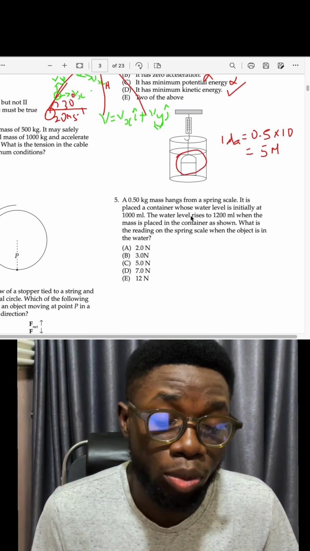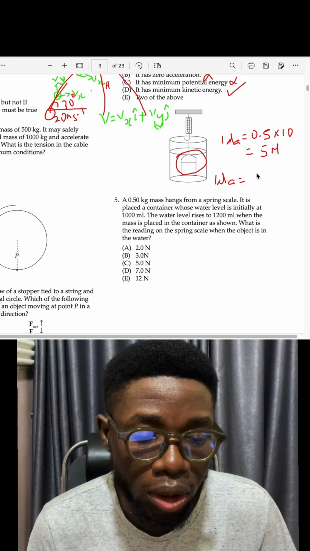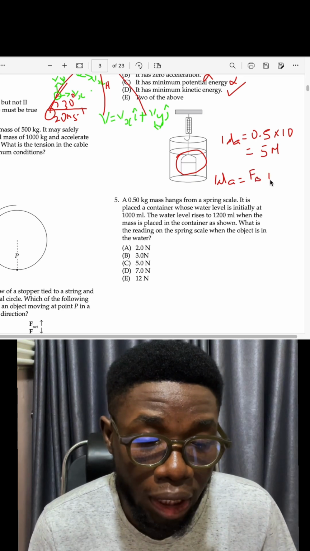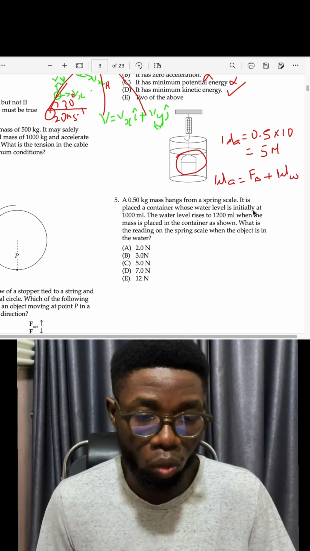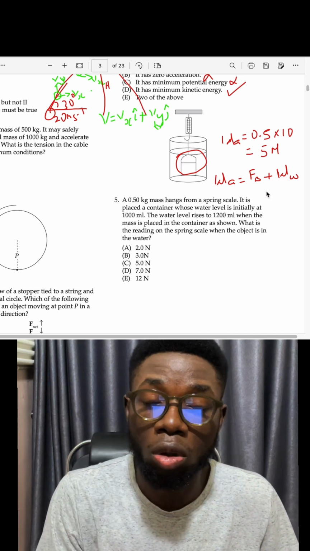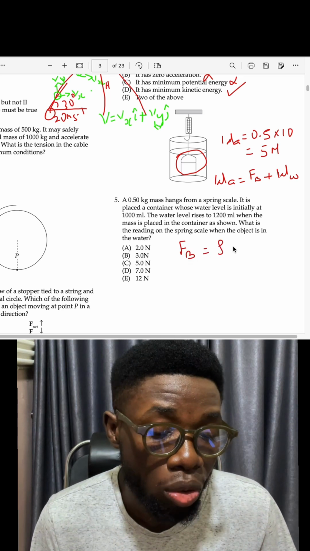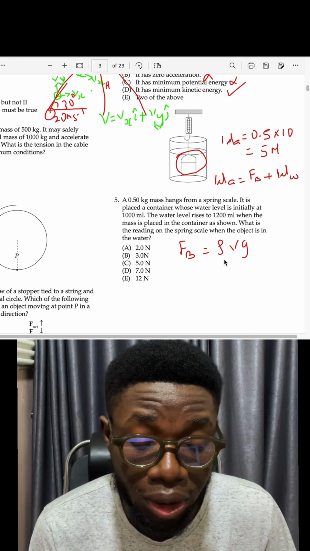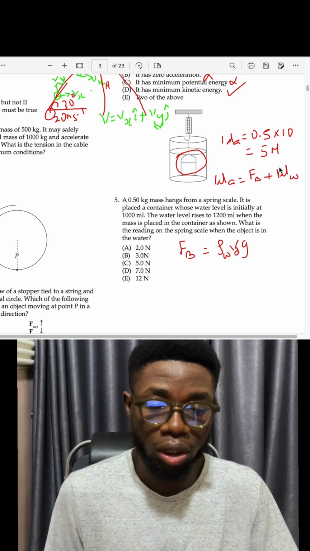Now, let's see what happens to it in water. The weight in air is actually the sum of the force of buoyancy and the weight in water. So what we need to get is the weight in water. We have the weight in air already. We can also solve for the force of buoyancy. The force of buoyancy is simply rho Vg, where rho is the density of water, V is the volume displaced, and g is acceleration due to gravity.